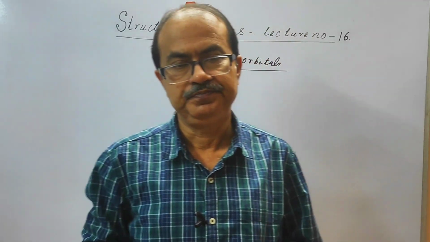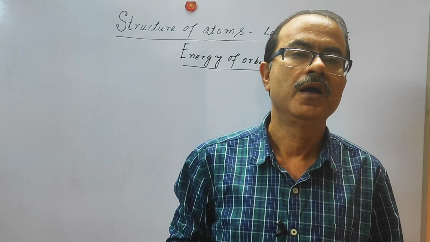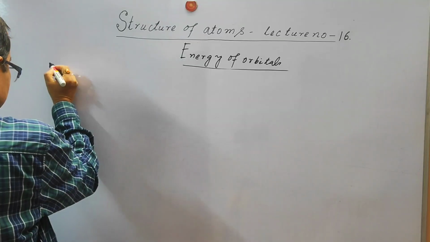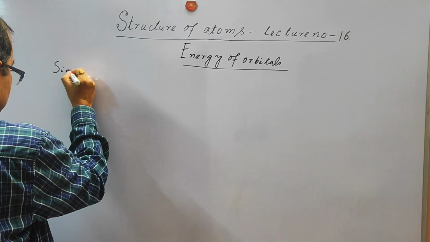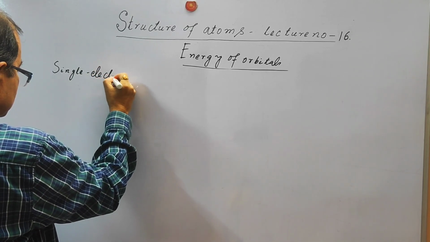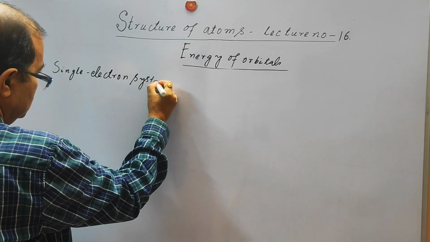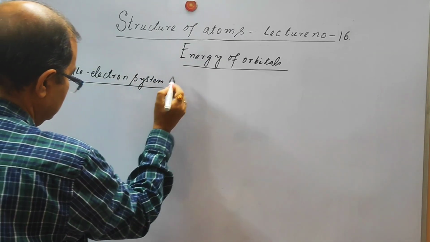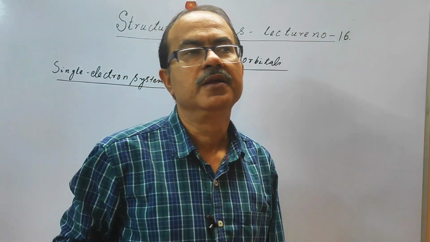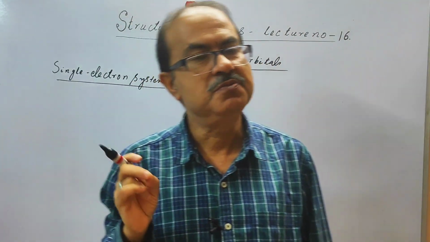Energy of the orbital is found different for single electron system and the multi-electron system. For single electron system, the energy of the orbitals only depends on the principal quantum number.